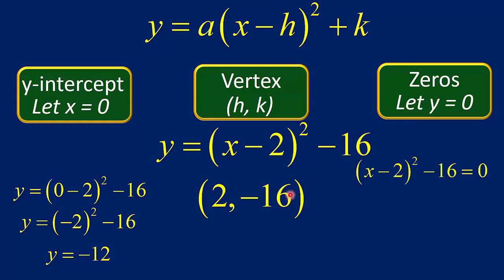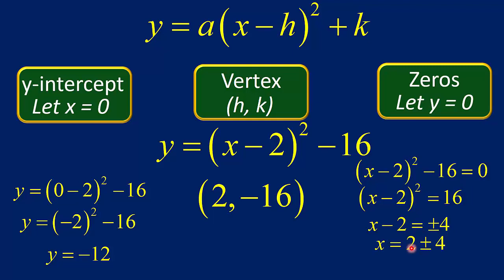Now, the zeros, that's when we set the whole thing equal to 0. I let y be 0, and I solve for x. Just going through it, I've got (x minus 2) squared equals 16, square root both sides. And there we have it. x equals 2 plus or minus 4. Or another way to say it is the x-intercepts would be -2, 0, or 6, 0. Those would be the x-intercepts.